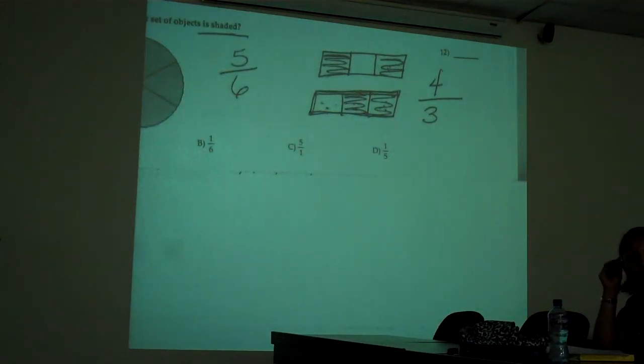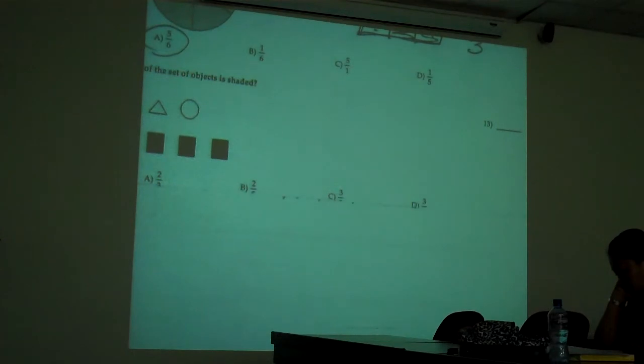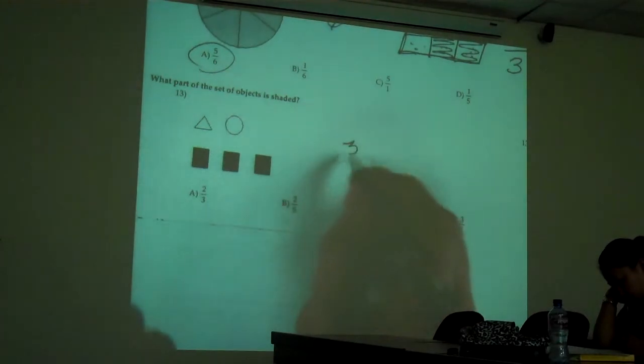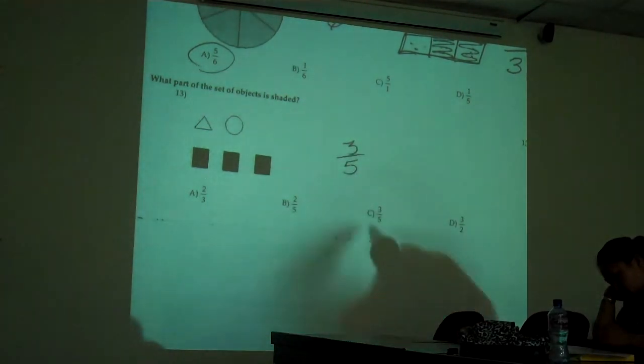Okay, what part of the set of objects? The set has 5 in it. 3 shaded. So there's 3 shaded out of the 5 total.